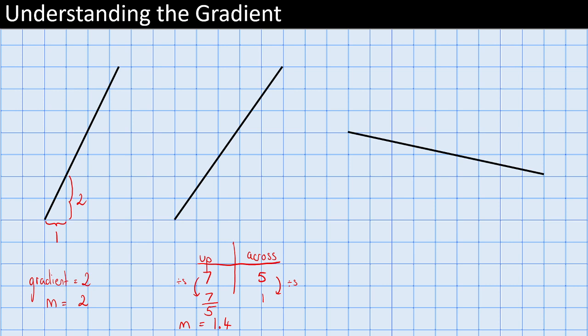This line here, again, if I were to go just 1 unit across, I can't even tell what that is going to be. So we'll do our change in y divided by change in x again. Okay, so I'm going to just get my up and across. So in this case, I've gone down. So this is just going to be a negative number. We've gone down 1, 2, so negative 2. We've gone across 1, 2, 3, 4, 5, 6, 7, 8, 9.